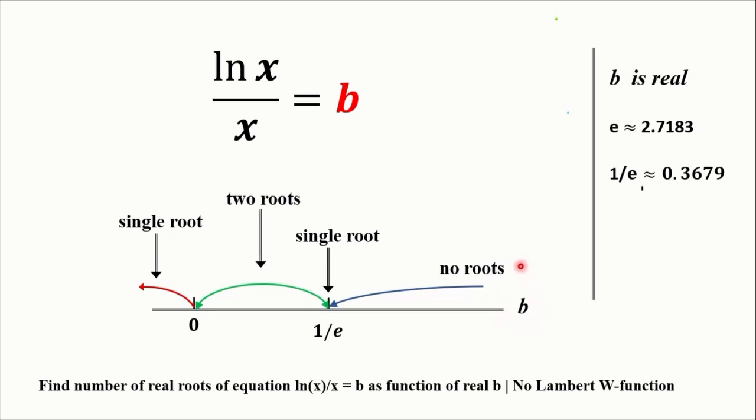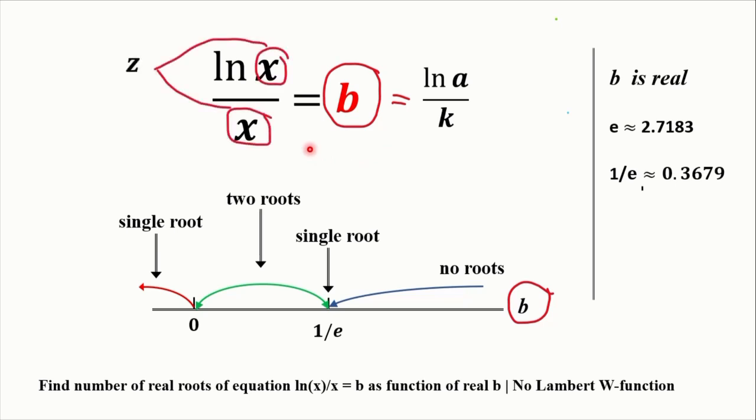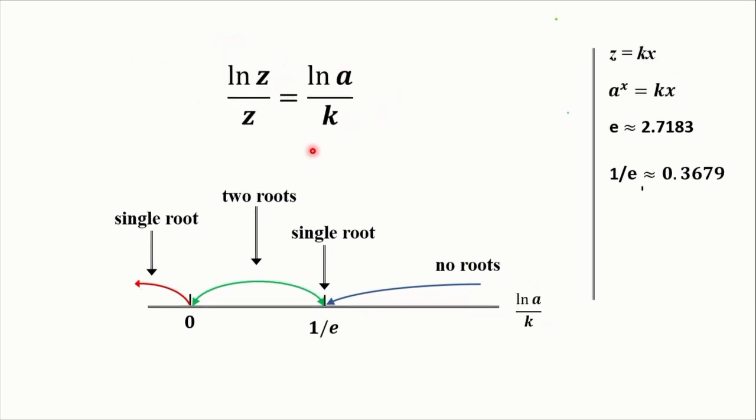To get the solution of our equation, we need to replace b with ln a over k, replace x with z, and after that we will get the solution for our equation in the form of a diagram. The number of solutions of this equation is equal to the number of solutions of the initial equation, because z and x are connected by linear dependence. So the problem is solved completely, and we can go to examples.